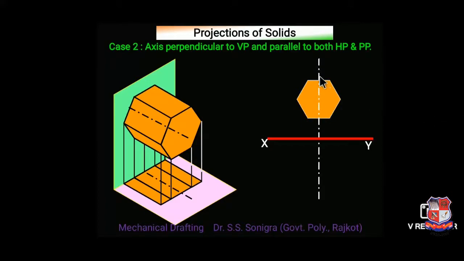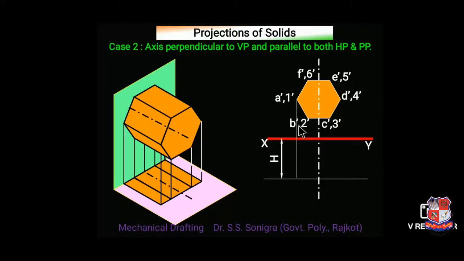Now draw its axis or center line. Name the points 1, 2, 3, 1 dash, 2 dash, 3 dash, 4 dash, 5 dash and 6 dash. Dash should be marked because it is the front view. Similarly, A dash to F dash. Whatever height is given, take that distance over here below the XY line, and draw projections from A dash, B dash, C dash, D dash, E dash, F dash, all points, and mark here A, B, C, D, E, F, and complete this rectangle.